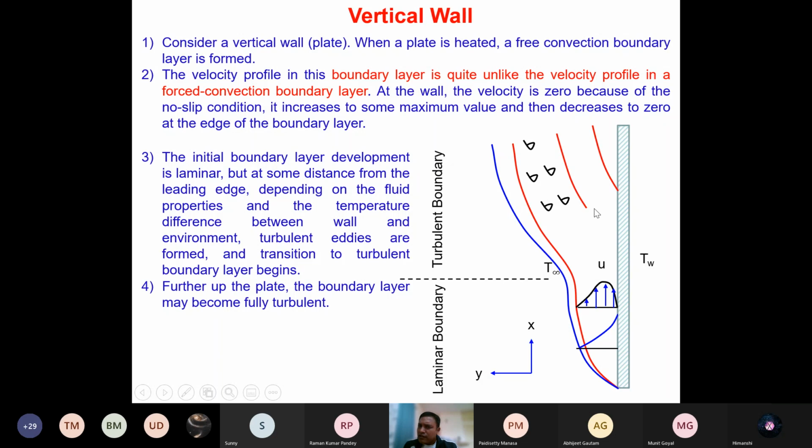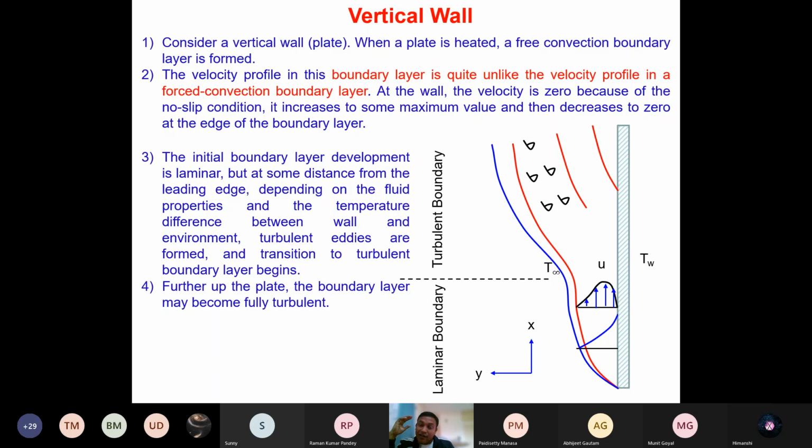But what you will see is that since this temperature TW is higher than T infinity, the fluid elements which are very close to this wall will become lighter, isn't it? Their density is going to be lower than the density of the fluid particles in the free stream. Because of this density difference, the fluid elements close to this wall will tend to move upward because of buoyancy force. Do you all agree?